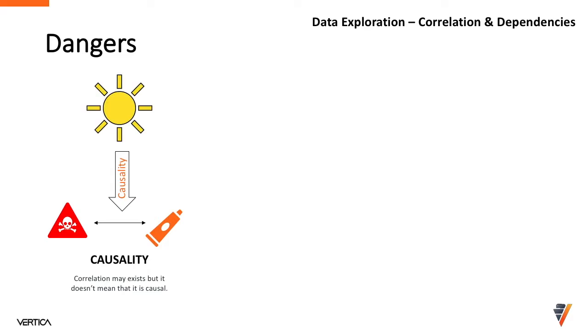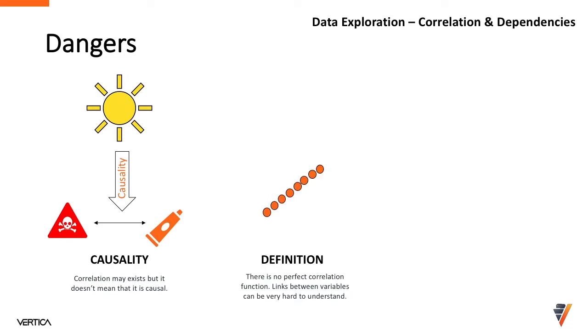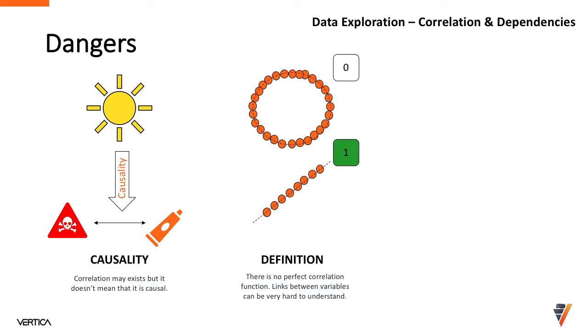There is no perfect mathematical definition of the term correlation. We can easily find monotonic and linear relationships. However, it is much harder to find more complex relationships. For example, a circle, which is easy to represent, could be very hard to detect.